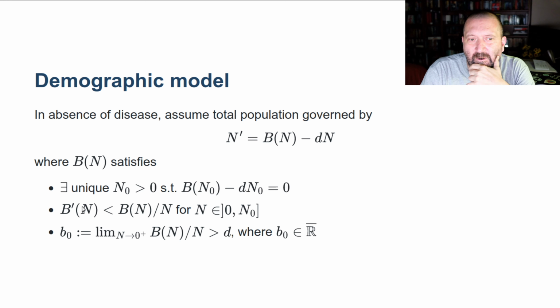The derivative of B is less than the derivative of B over N whenever N is in the interval open on the left and closed on the right, 0 to N0. And they denote B0 the limit when N goes to 0 plus of B(N) over N. And they suppose that this is greater than D, where B0 is in the extended real line. So it can be equal to infinity.